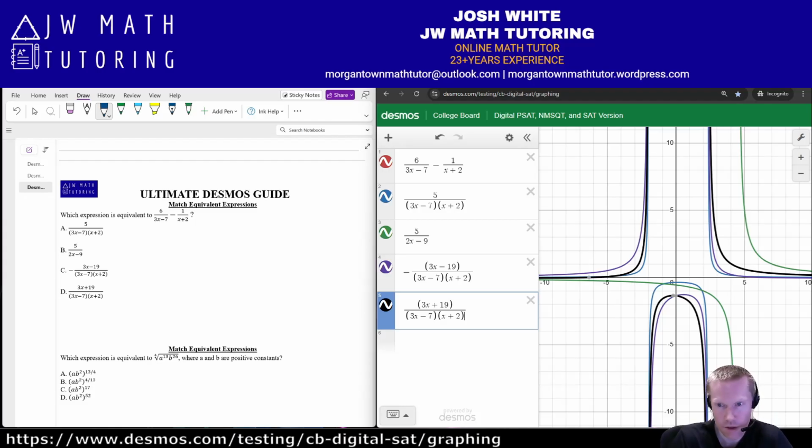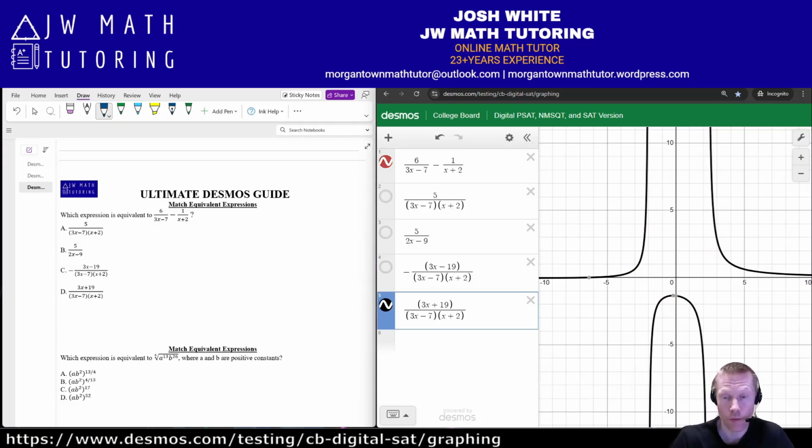Okay, so now let's get rid of this. This is not the right answer. Let's get rid of the green. Let's get rid of the purple. So again, we only see one graph here. That's because the black is completely overlapping the red. So in order to find out which of these expressions is equivalent to this original expression, I graph the original, I graph the answer choices, I see which one completely overlaps it, and that is my correct answer. So in this problem, the correct answer would again be letter D.